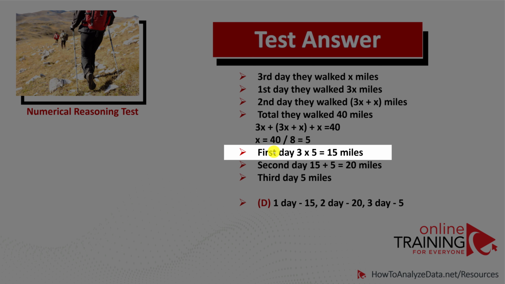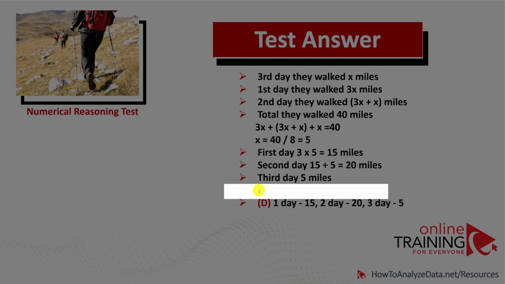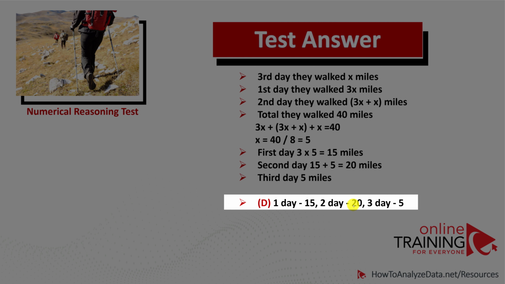So the first day, they walked 3 times 5, 15 miles. On the second day, they walked 15 plus 5, 20 miles. And on the third day, they walked 5 miles. So the correct answer is choice D, 15, 20, and 5 miles in 3 days.